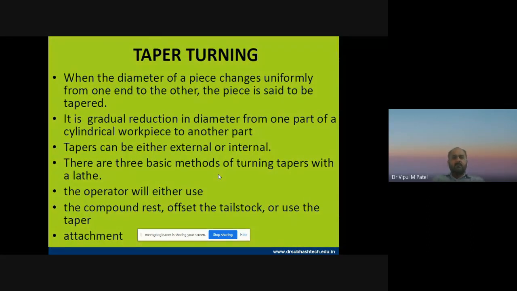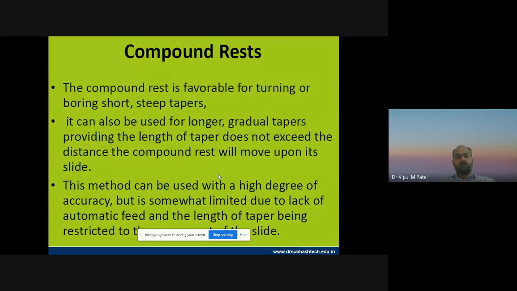So there are three basic methods of turning tapers with the lathe. એમાં ત્રણ મેથડ હોઈ શકે to operate the turning on the lathe machine, right? And the operator will either use the compound rest, offset the tailstock, or use the taper attachment. So operator છે એ compound rest નો use કરી શકે, એક offset the tailstock, or use of the taper attachment. ત્રણમાંથી કોઈ પણ વસ્તુનો use કરી શકે.